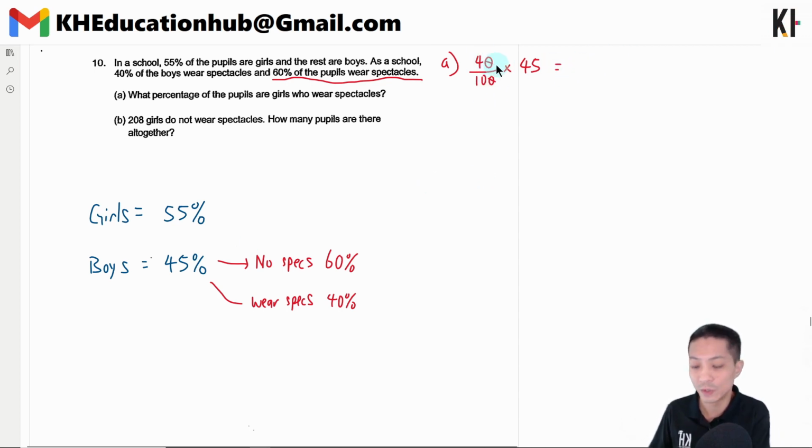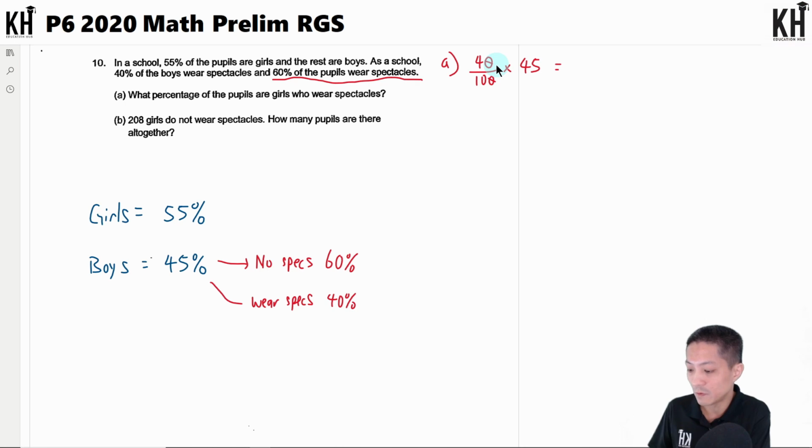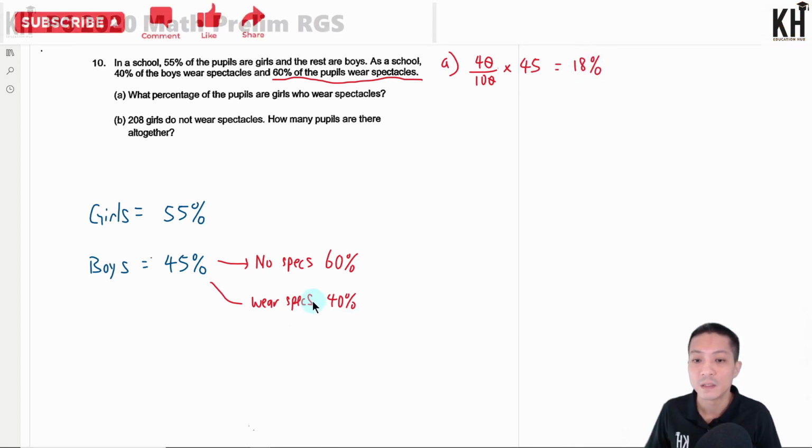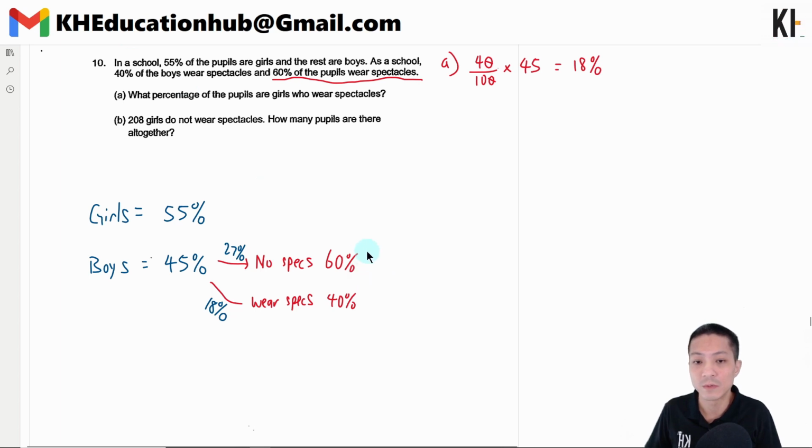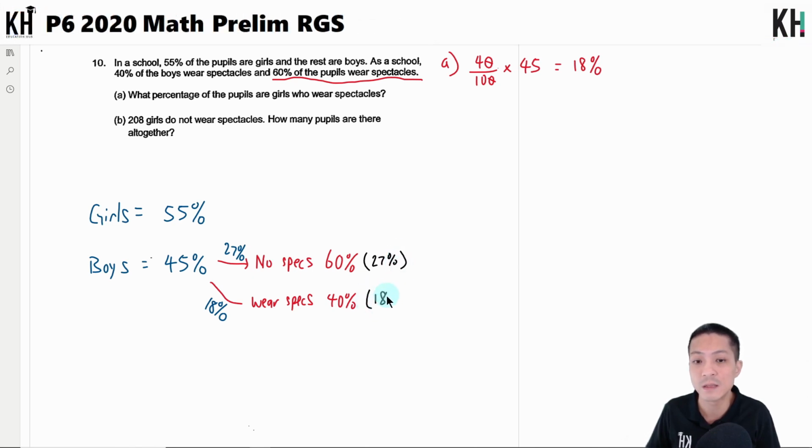Okay, so do your reducing. 4/10 times 45 will give me 18%. Okay, which means that I'm going to write over here 18%. So using 45 minus 18, I know that this is 27%. Okay, so I'm gonna write it down here. The percentage of the boys that do not wear specs is 27%, and the boys who wear spectacles is 18%.